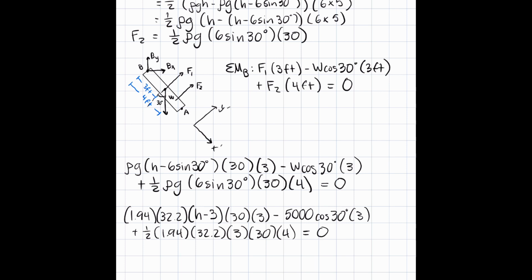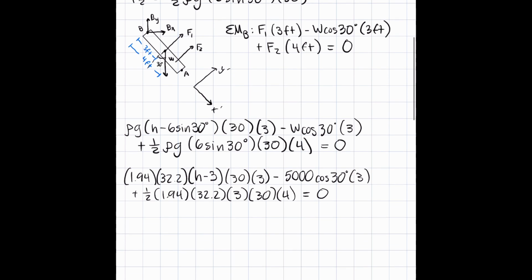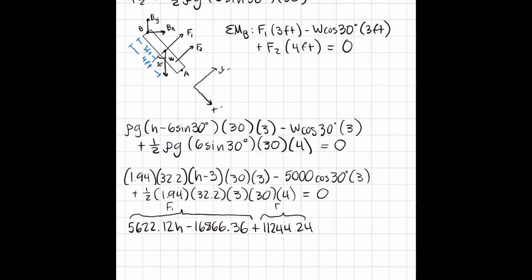So going ahead to use a calculator to expand that out, we will get 5,622.12 h minus 16,866.36 plus 11,244.24 is equal to. Right? So these terms right here are from our force 1. This is force 1. This is force 2.